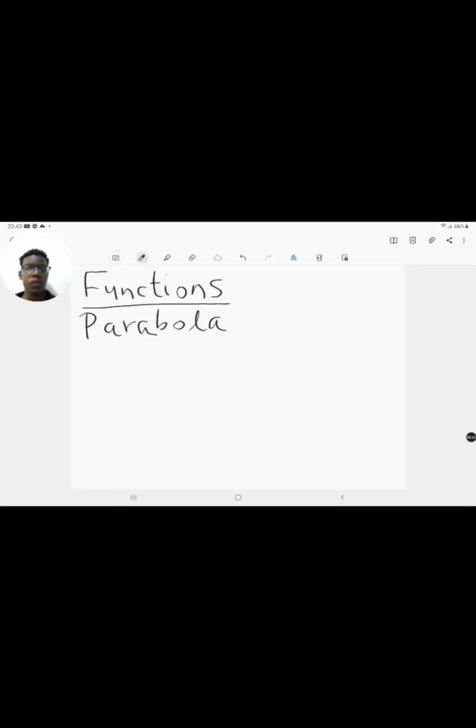Okay, in this video we are continuing our lessons on functions, and specifically we're going to be focusing on the parabola, the parabolic function or the quadratic function. I'm going to explain the three standard forms that it can be expressed in, each of them individually. So we've got three standard forms of the parabola.